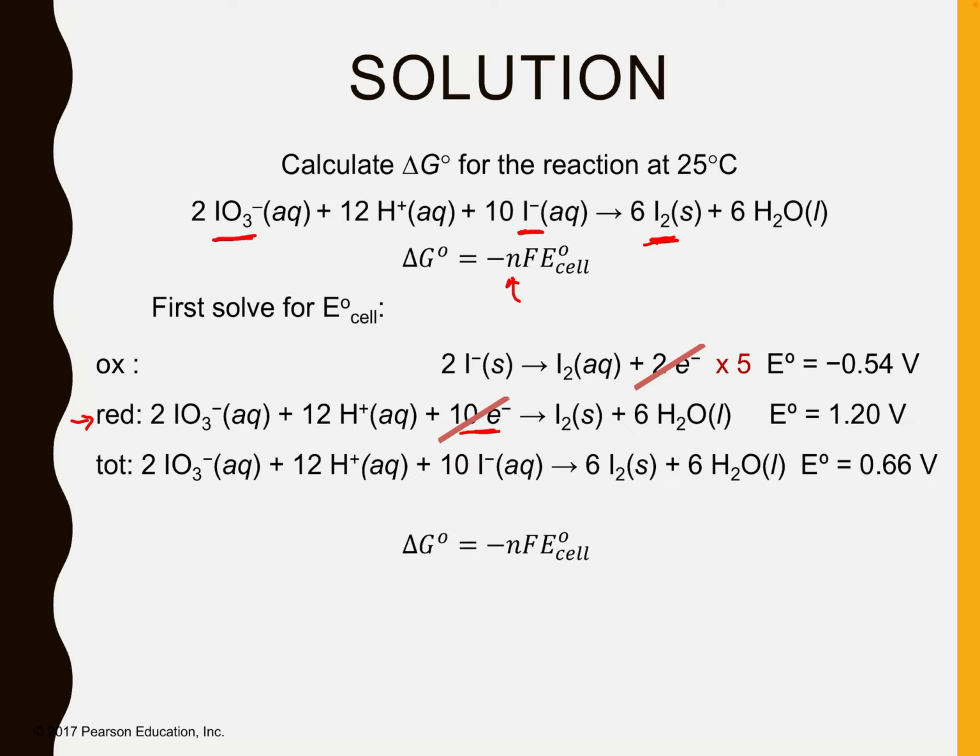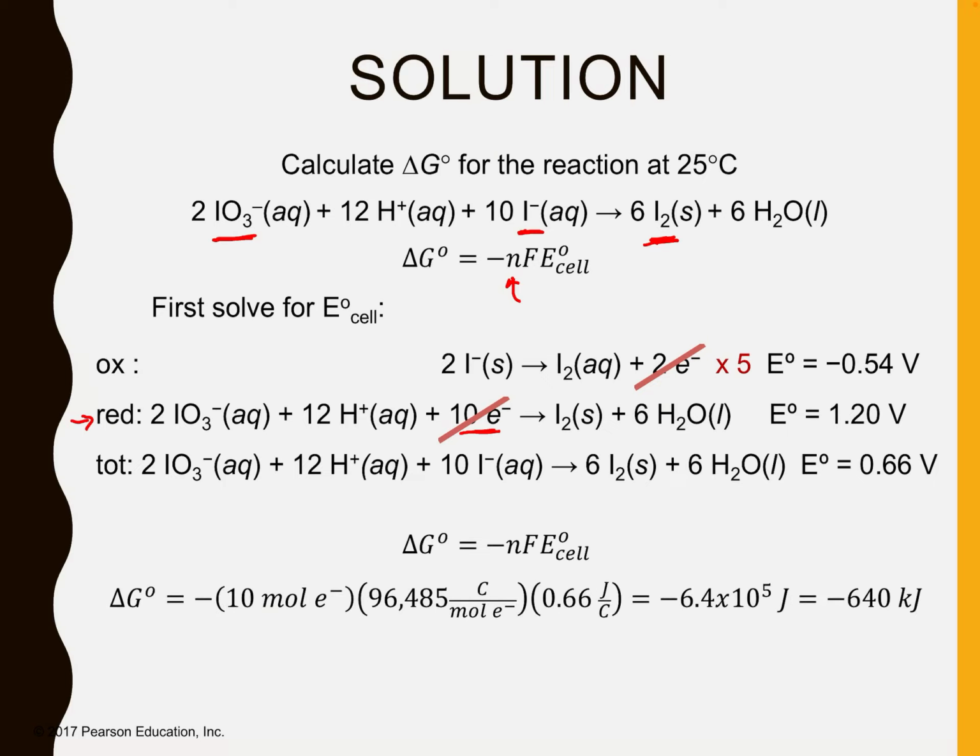Now we've got delta G naught is equal to negative N times F times E naught of the cell. So we can go ahead and plug things in. So 10 moles of electrons are being transferred. And then we have our Faraday's constant. And then remember, we're using our volts as joules per coulomb to make sure that our units are all canceling. And this will spit out delta G in joules. And then we can convert it to kilojoules just because that's how we normally report delta G naught.